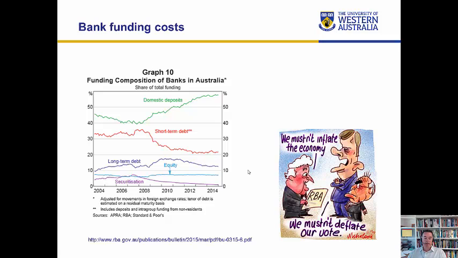Now, obviously, when the cash rate changes, it falls, for example. The interest rate on short-term debt falls as well. If interest rates on long-term debt and domestic deposits are able to move down at the same time, then banks can pass on that full interest rate cut to their customers. However, if those other interest rates are not falling at the same time, it makes it very difficult for banks to pass on full interest rate cuts.